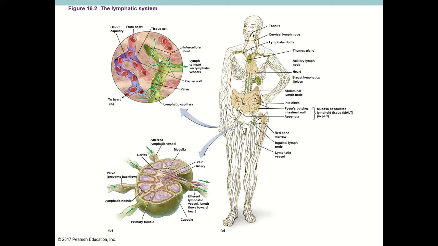Another feature of the lymphatic system that is important here is the lymphatic vessels. Lymphatic vessels are very similar in some ways to veins, because there's flow in one way. Veins and arteries work in that manner. They also have valves.